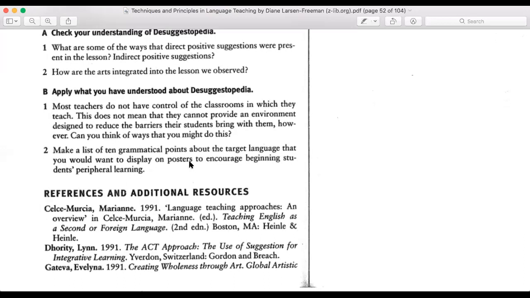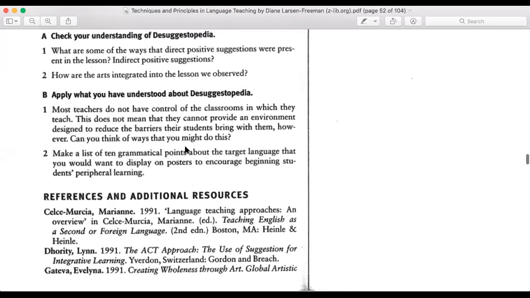Okay, because language for communicative purposes is taught to them directly, but through peripheral learning, the teacher teaches them grammatical items, grammatical points. So what would you like your students to learn through this peripheral learning? What would you suggest to be on the walls of your classroom? But this should be linked with what you are teaching them directly. Whatever you're teaching them directly should be complemented with peripheral learning.